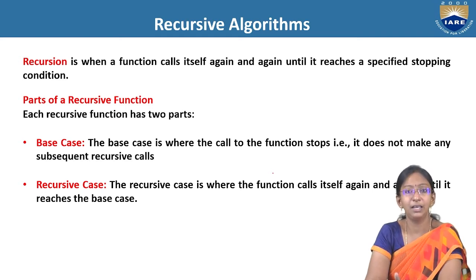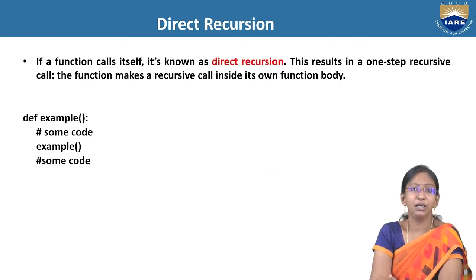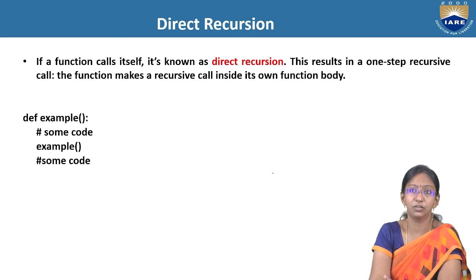Or unless, within the recursive call, whatever break condition you have given, it encounters, right? So these are the two parts of any recursive function. Broadly classified, you can see two types of recursions: direct recursion and indirect recursion.